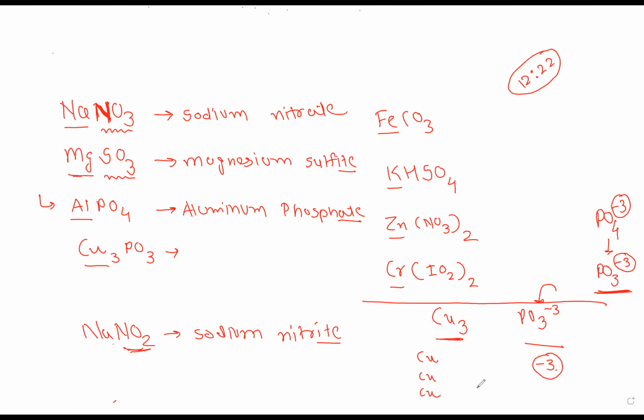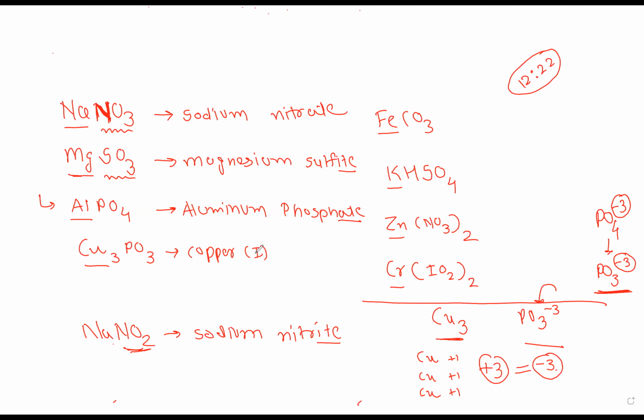We know that the total positive charge must be equal to +3 so that we can cancel out the negative charge. If we have a total of +3 charge and we have 3 of the Cu, what charge should each Cu carry? Must be +1. Do you agree? Yes, sir. It means each of the Cu is going to carry +1 charge. That's why you can say copper 1.